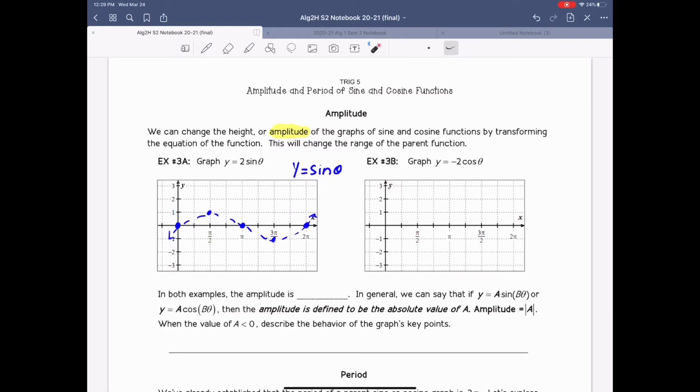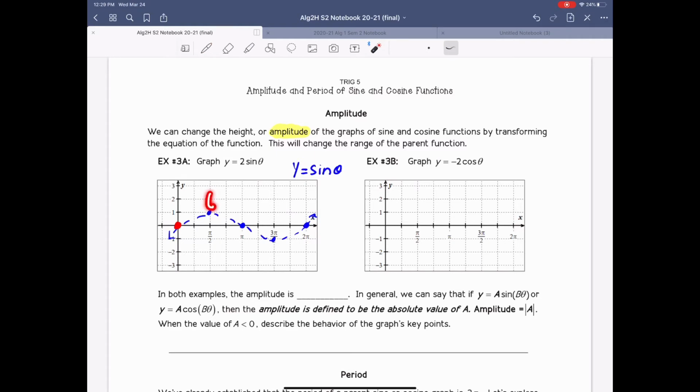Now, I need to take this function, and all of my y values need to be multiplied by 2. That's going to stretch the graph up by a factor of 2. So let's go step by step to each coordinate on this graph, and we're going to take the y value and multiply it by 2. So let's start with 0 comma 0 times 2. 0 times 2 is 0, so that means I'm still going to have a y coordinate of 0. So 0 comma 0 is still a point on 2 sine of theta.